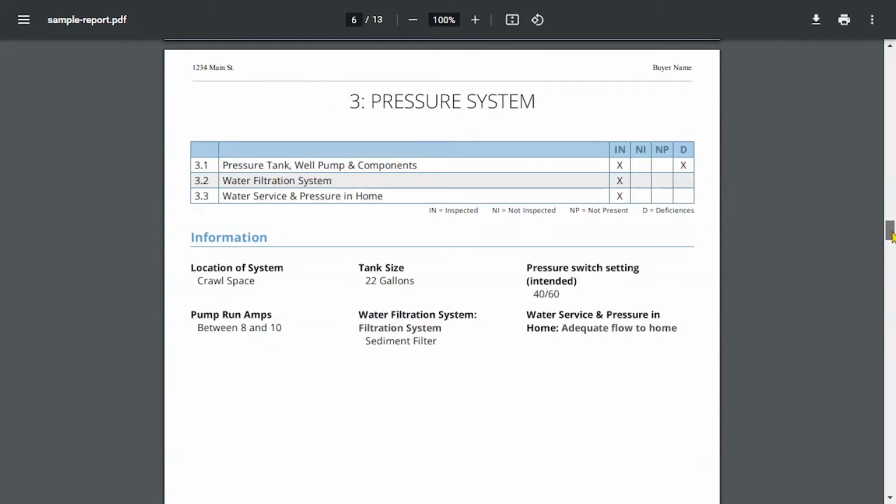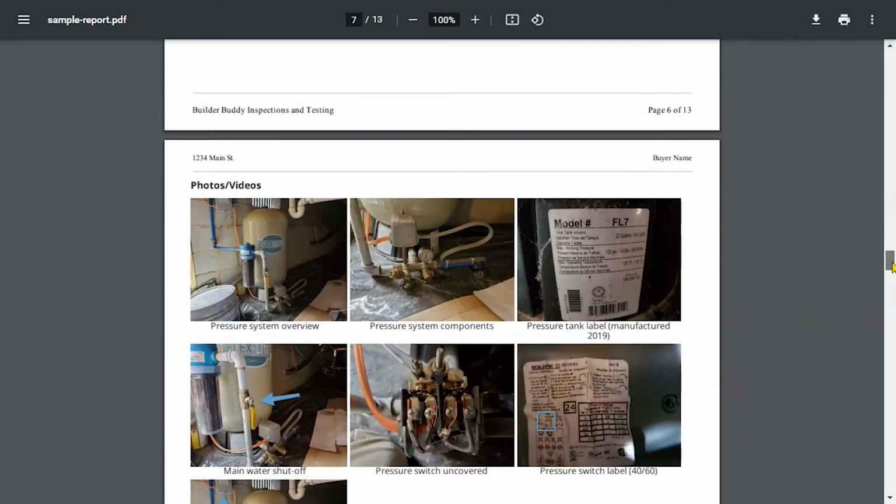The pressure system is typically in the crawl space or basement. This is a fiberglass tank. A lot of times you'll see metal blue tanks. This one holds about 22 gallons. They have these bladders which hold water. The purpose of the pressure tanks is to act as an intermediary between the pump and the household.